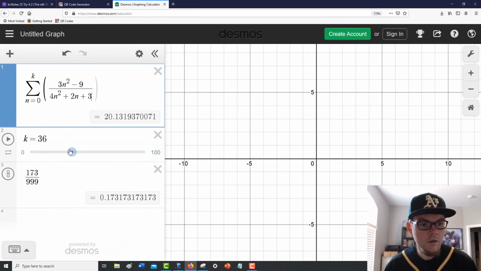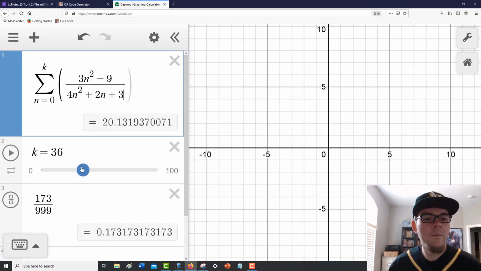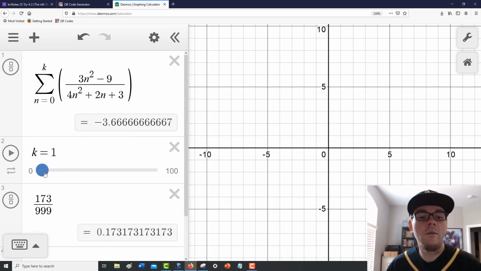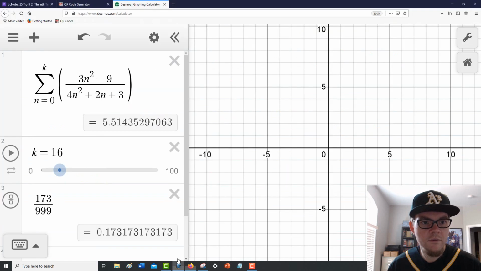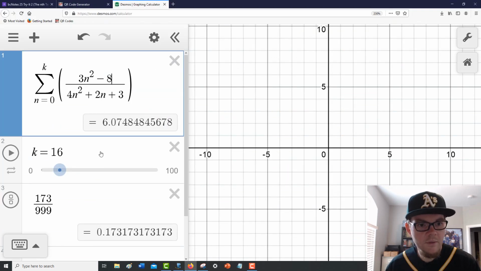Okay, so there's our work. Let's see what happens. Does it look like this is getting bigger and bigger as we go further and further on? Wait, I have minus 9, is that right? It's supposed to be minus 8, but it probably doesn't make a big difference, but we'll play it safe.